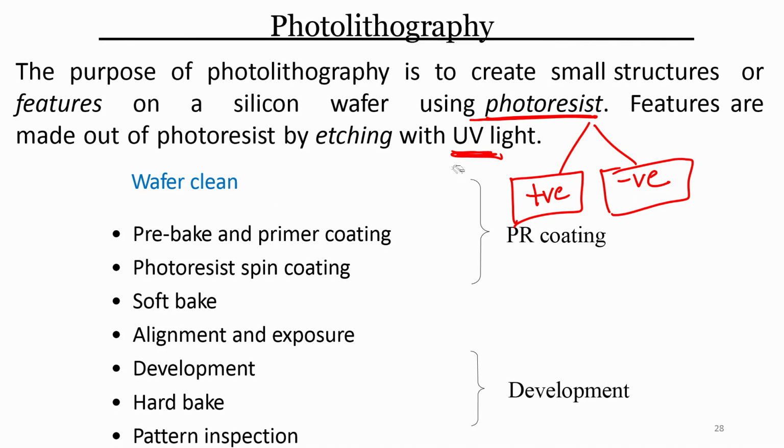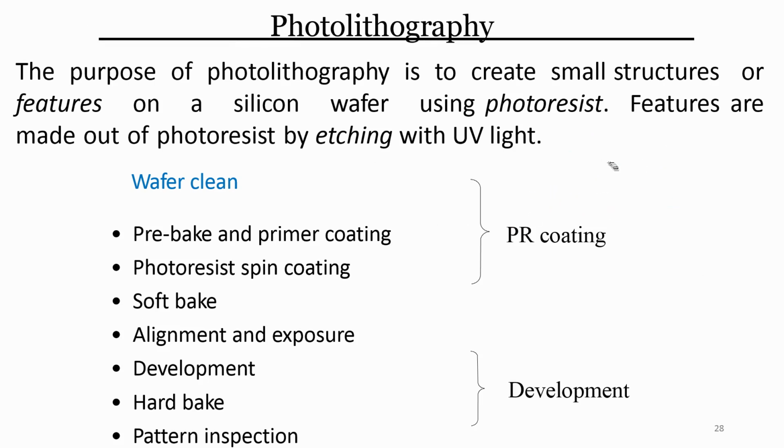The procedure is you have to start with cleaning of your substrate. If it is a silicon wafer, you have to clean the wafer, and then you have to pre-bake and primer coating. Your primer is HMDS. First is pre-bake. Pre-bake is done at 120 degree centigrade on hot plate. Okay. So, pre-bake will help to remove any moisture from the wafer, from the substrate. Then primer coating we coat with HMDS, and then followed by photoresist spin coating.